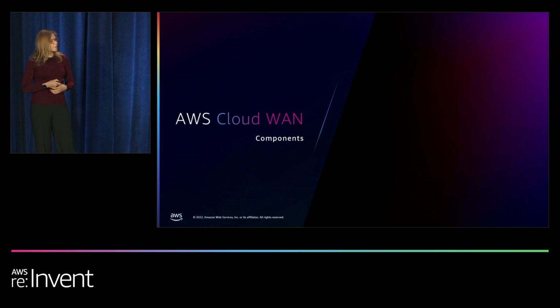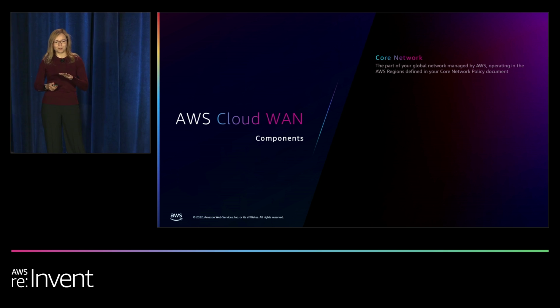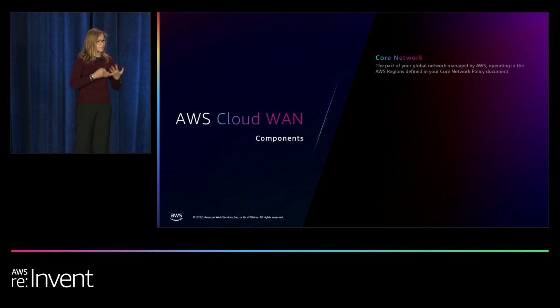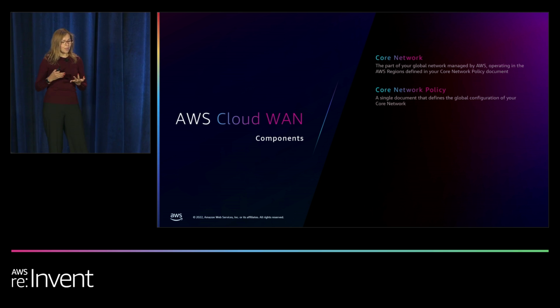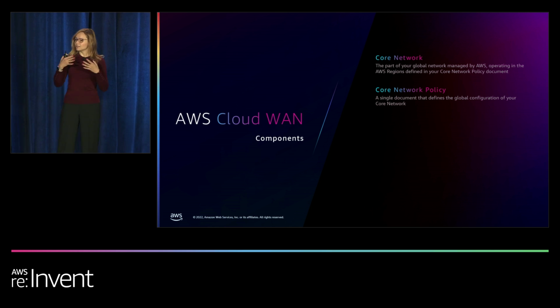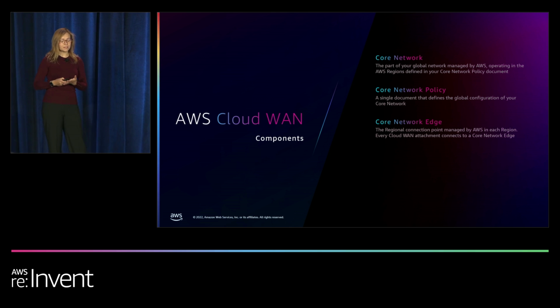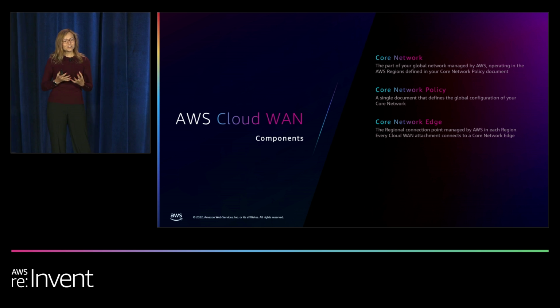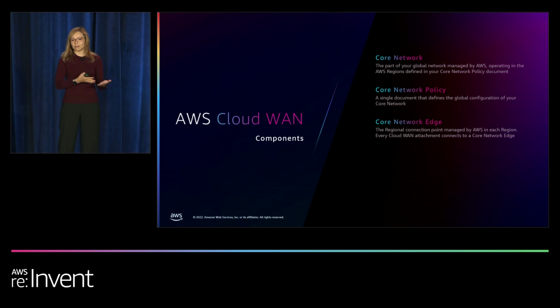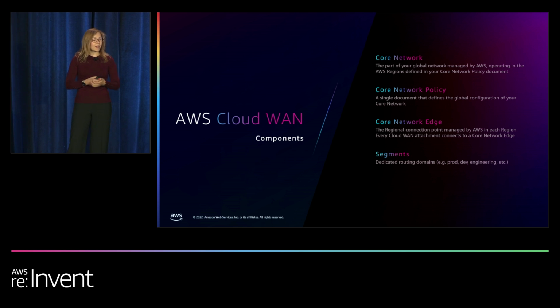So before we go into the architectures for Cloud WAN, let's look at the components, right? It's very important to know the terminology first. We have the core network, which is our global network on AWS. We have the core network policy, which governs the connectivity regions where Cloud WAN is present and route advertisements. We have the core network edge, which is the under-the-hood routing component in Cloud WAN, right, to which all attachments are connected. And we have segments.